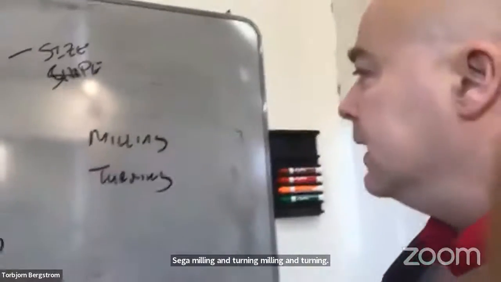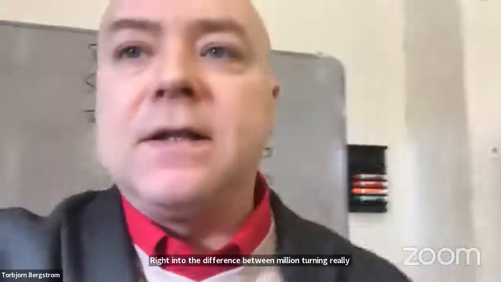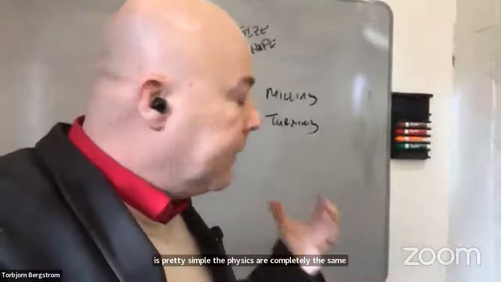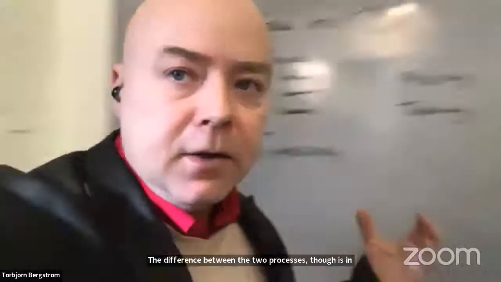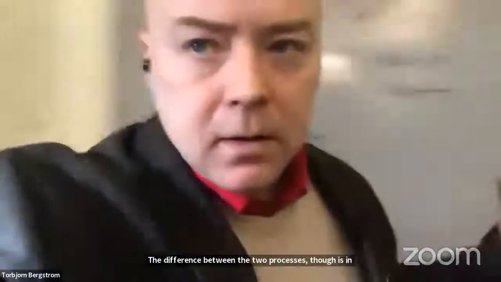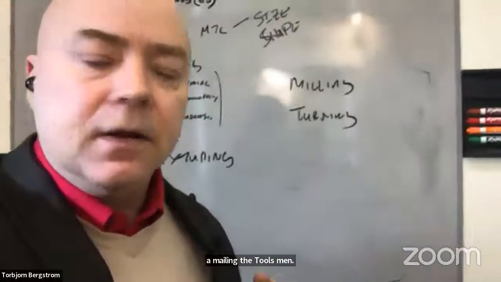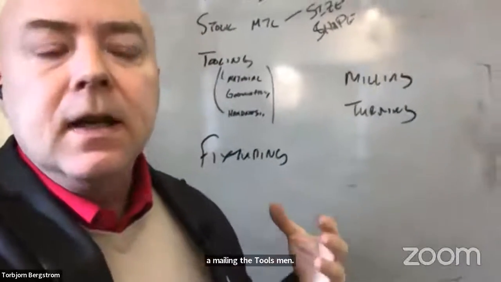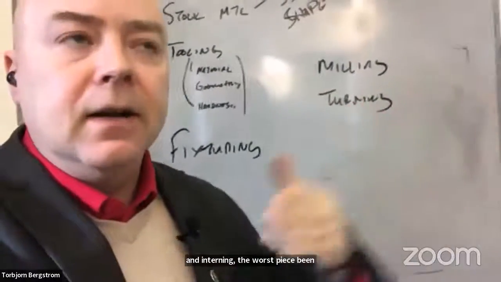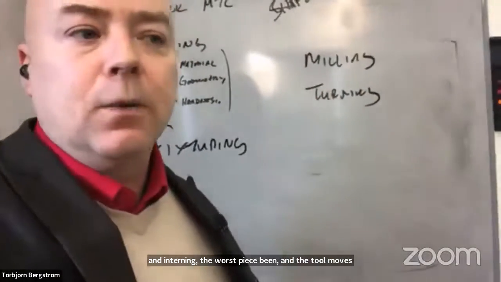Right, and so the difference between milling and turning really is pretty simple. The physics are completely the same. The difference between the two processes, though, is in milling, the tool spins, and then it moves in X, Y, and Z relative to the workpiece. And in turning, the workpiece spins, and the tool moves in typically X and Z relative to that spinning workpiece.